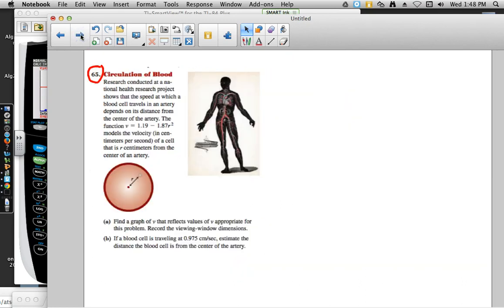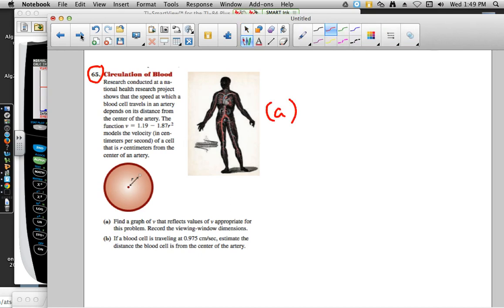65, circulation of blood. Research conducted at a national health research project shows that the speed at which a blood cell travels in an artery depends on its distance from the center of the artery. The function V equals 1.19 minus 1.87 r squared gives the velocity in centimeters per second of a cell that is r centimeters from the center of an artery. So they want us to start thinking about how big an artery is. You need to think, what are we talking about? And arteries are pretty doggone small.